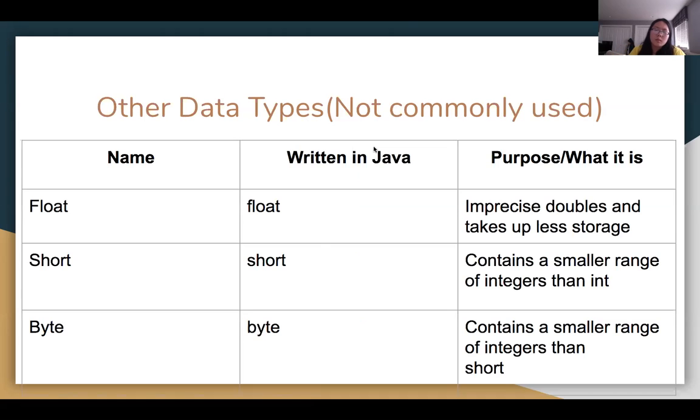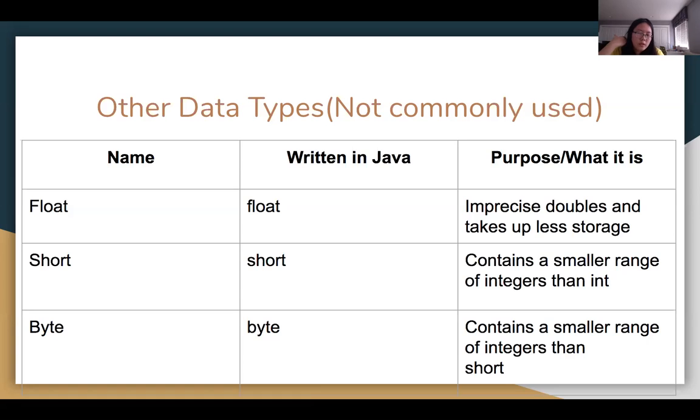Other data types. So these are more not commonly used than other ones. So there's only a few. I'm just going to go over them, but you're not going to use them much since they're not really something that's really efficient with programming. So first one is float. Written in Java, it'd be float with a lowercase f. So these are imprecise doubles and takes up less storage.